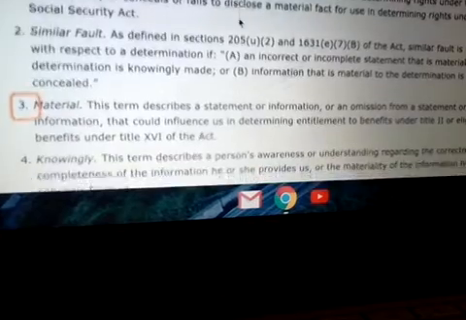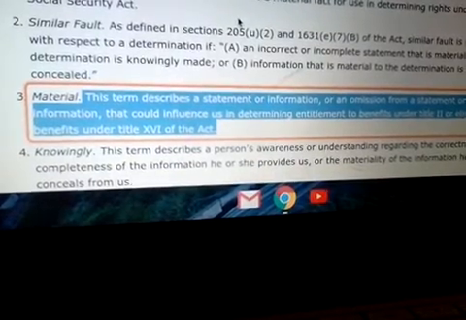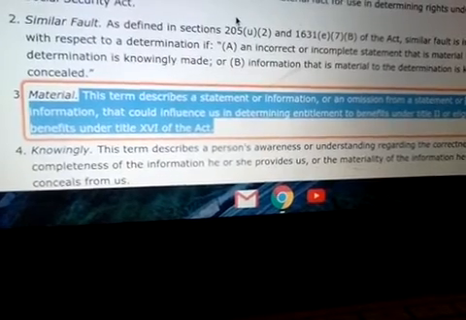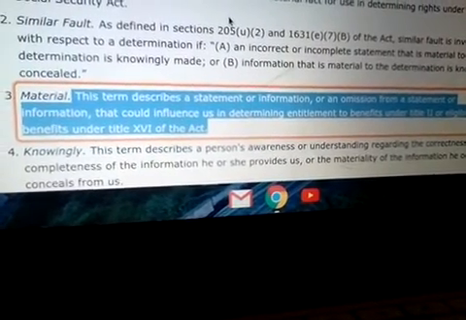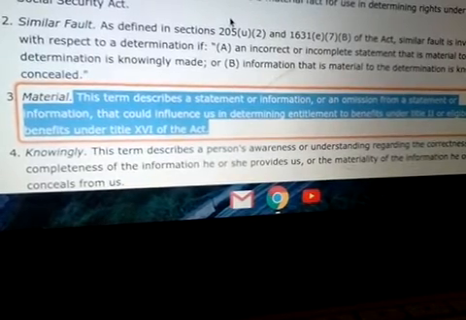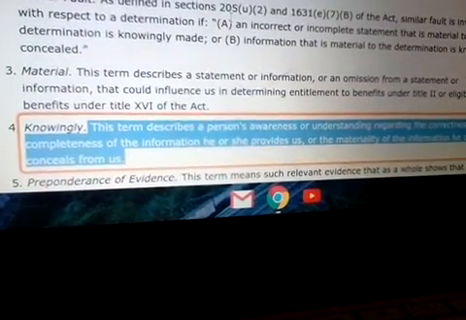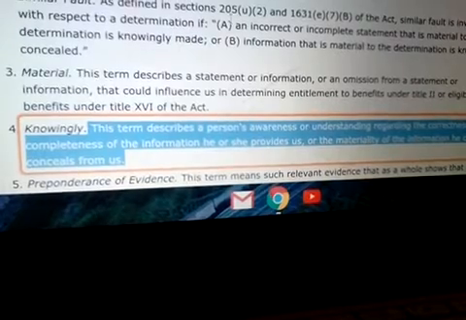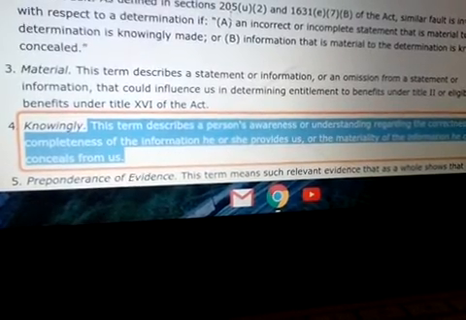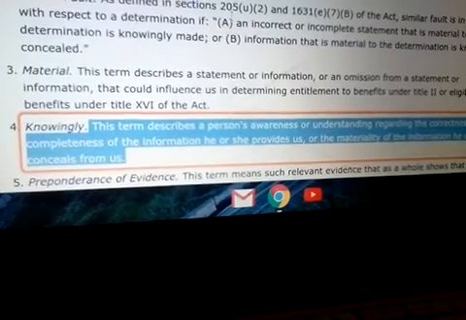3. Material. This term describes a statement or information, or an omission from a statement or information, that could influence us in determining entitlement to benefits under Title II or eligibility for benefits under Title 16 of the Act. 4. Knowingly. This term describes a person's awareness or understanding regarding the correctness or completeness of the information he or she provides us, or the materiality of the information he or she conceals from us.